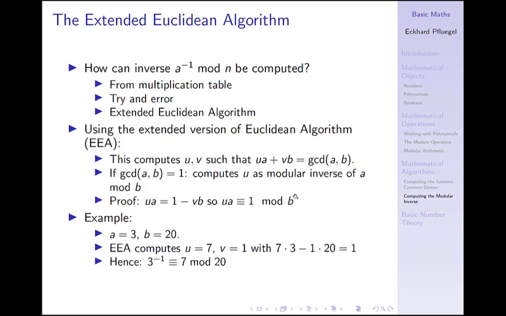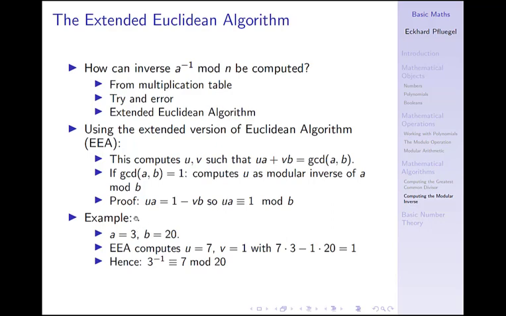So we have just seen that now, based on the input A, we have computed a number U, so that the product is congruent 1 mod B. So then U must be the modular inverse of A with respect to B. So that's exactly what the extended Euclidean algorithm can do for us in this scenario here, where we want to compute the modular inverse.